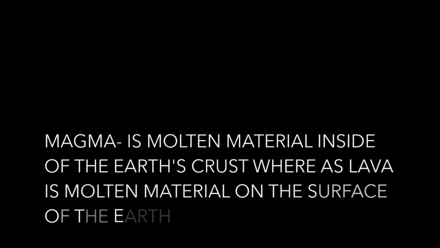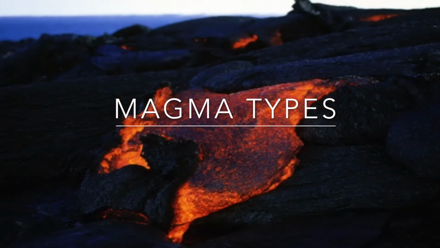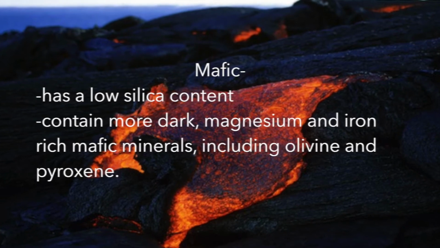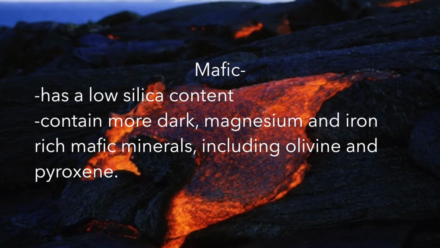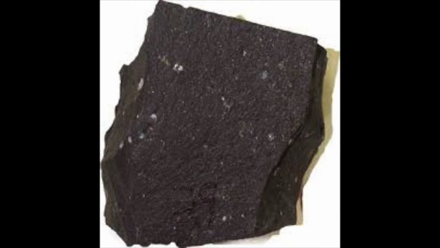Magma is molten material inside of the Earth's crust, whereas lava is molten material on the surface of the Earth. Mafic magma is magma that has a low silica content and contains more dark magnesium and iron-rich mafic materials including olivine and pyroxene.